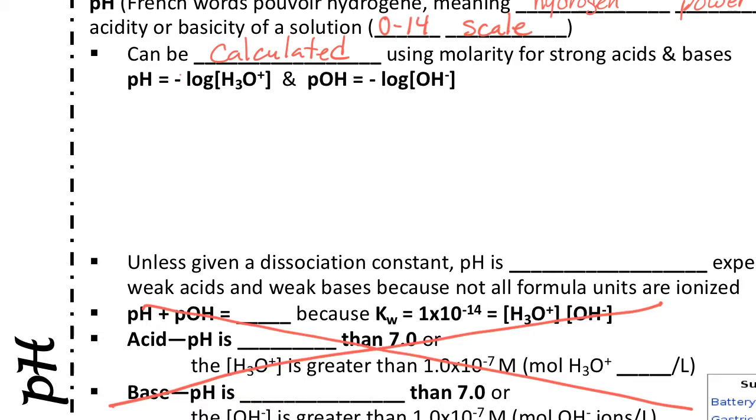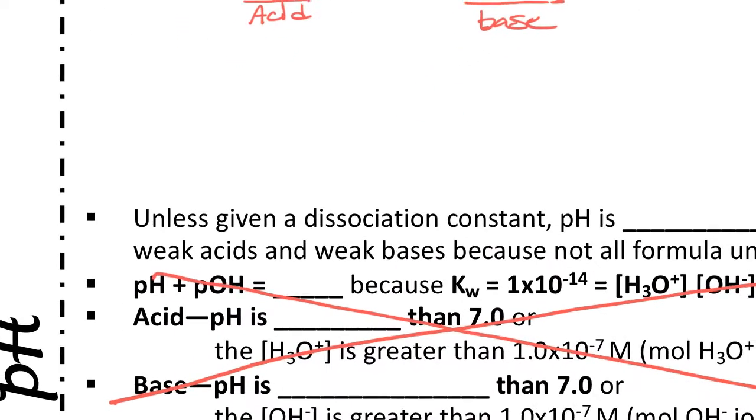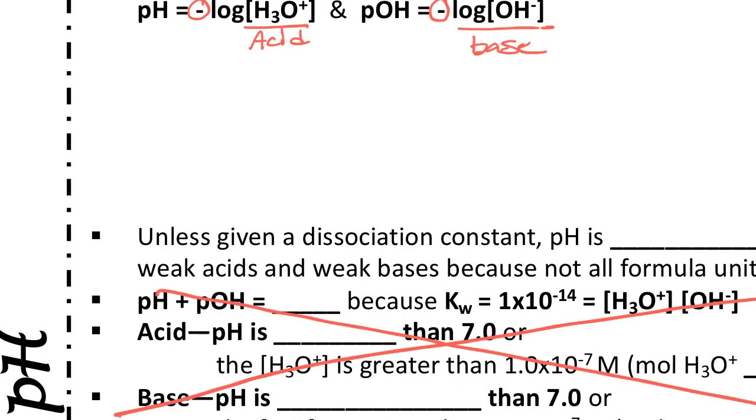So it's the negative log. It's important that we remember that this is the negative log of the concentration of the acid, or the negative log of the concentration of the base. So what this looks like in a formula is negative log.